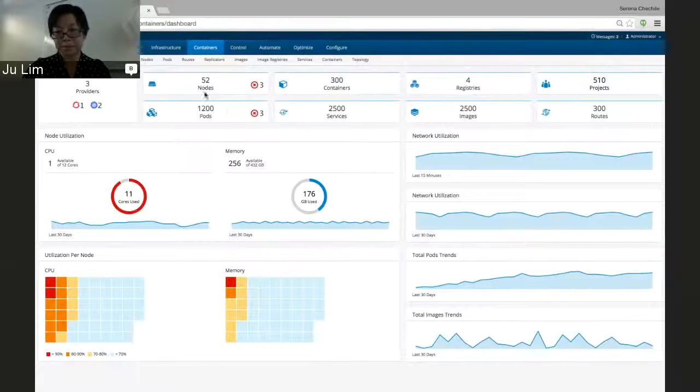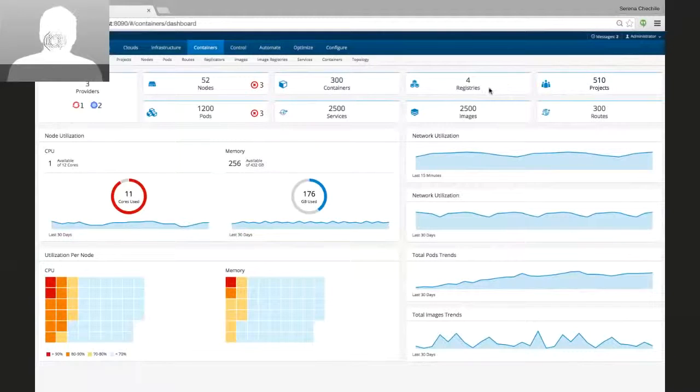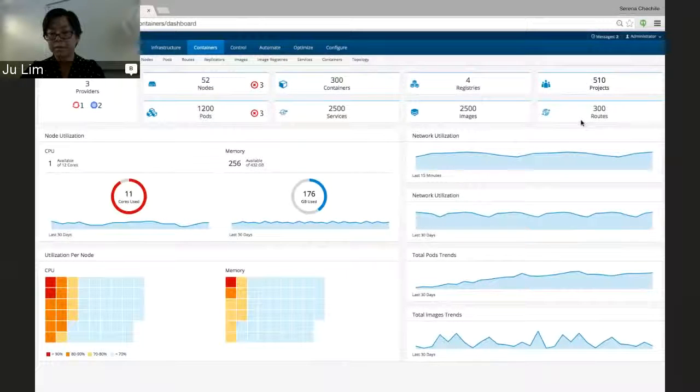The next 2 cards are nodes and pods. So there's 52 nodes in this environment, and 3 with the error icon next to it means there's 3 nodes that have issues. You would be able to drill down into those and see the 3 specific nodes with issues as well in the product. Same thing we have with pods. At this point, we only have nodes and pods which are able to report back that they have errors or substatus. So the rest of the 6 cards, which are containers, services, registries, images, projects, and routes, all we're able to do at this point for the first release is just say how many of those object types exist in your environment.